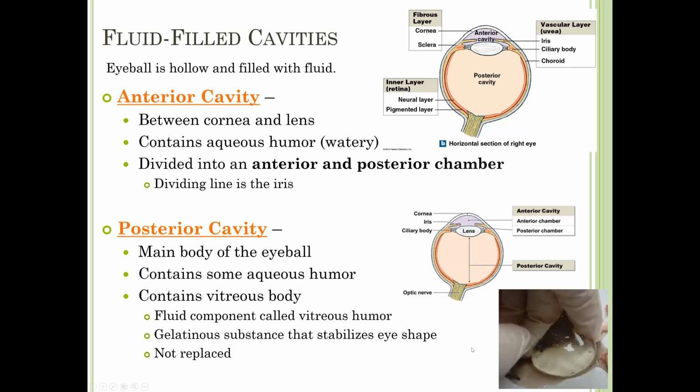There is a small fluid component to the vitreous body called vitreous humor, but the majority of it is this gelatinous substance which helps to stabilize eye shape. You are born with all of the vitreous body and vitreous humor that you're ever going to have. However, your aqueous humor is constantly being made and replenished and recycled, as we'll see in just a second.